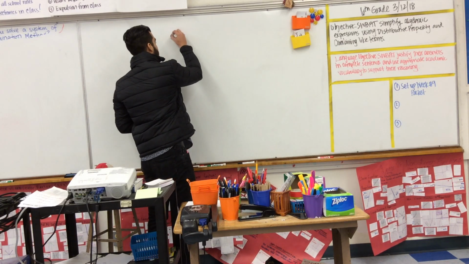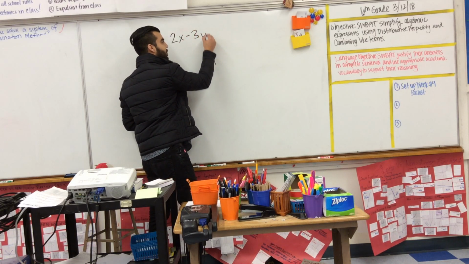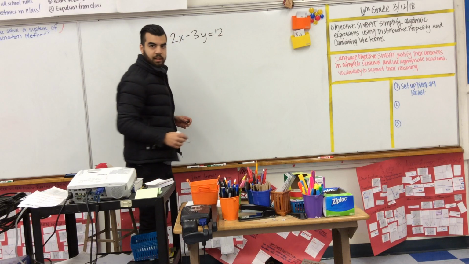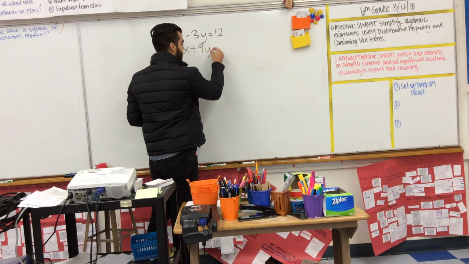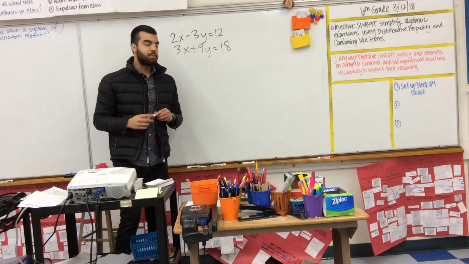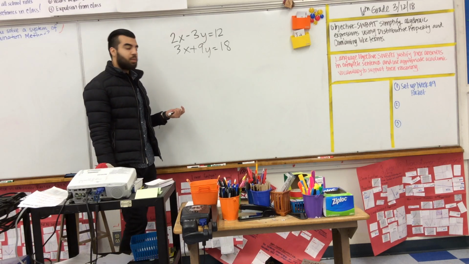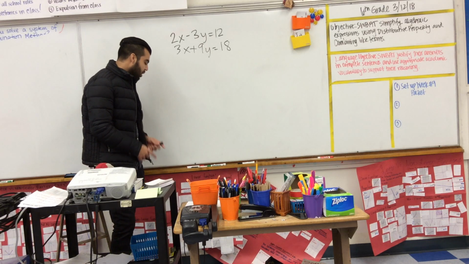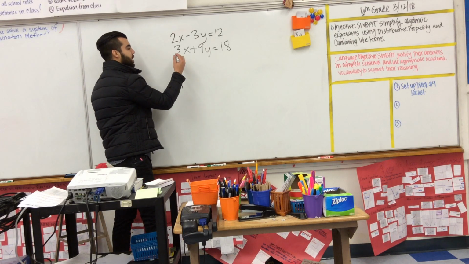You have 2x minus 3y equals 12, and 3x plus 9y equals 18. So when you look at this problem, the first thing you notice is that none of the terms are going to eliminate. So what you do is you want to multiply the first equation by the coefficient in the front of the second.